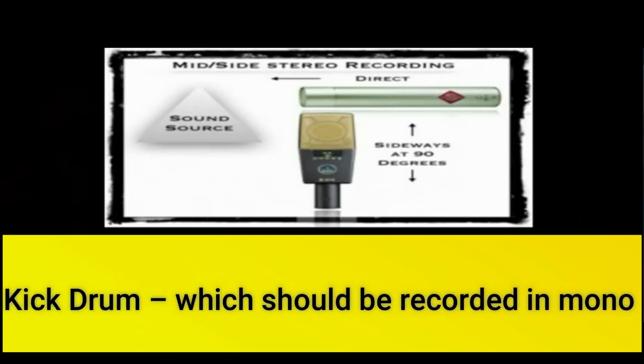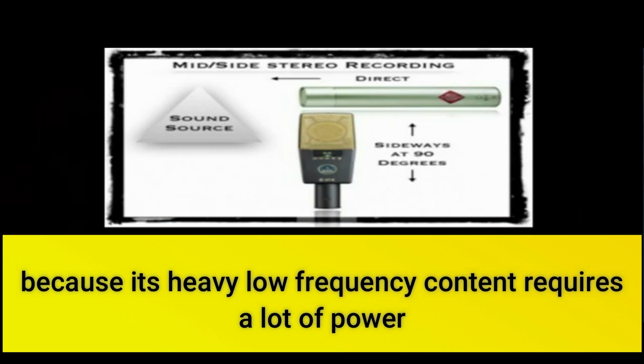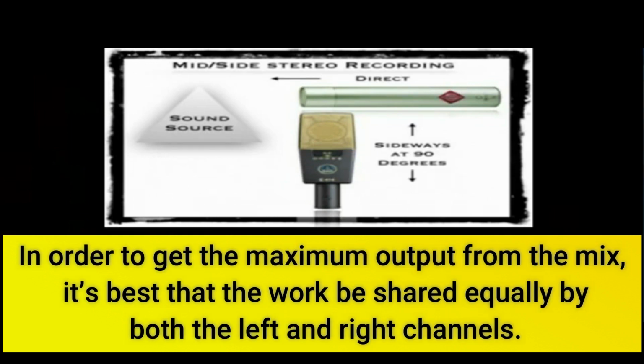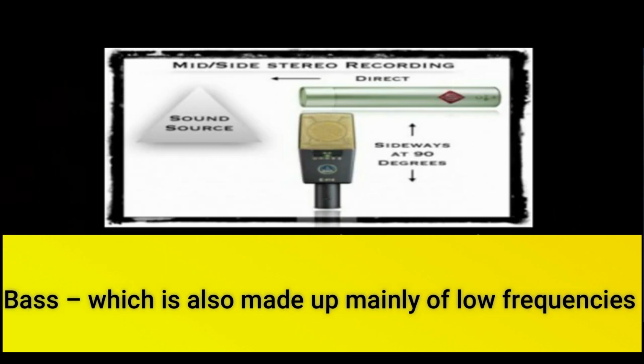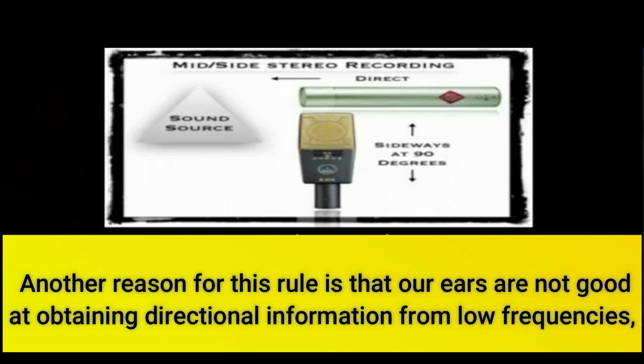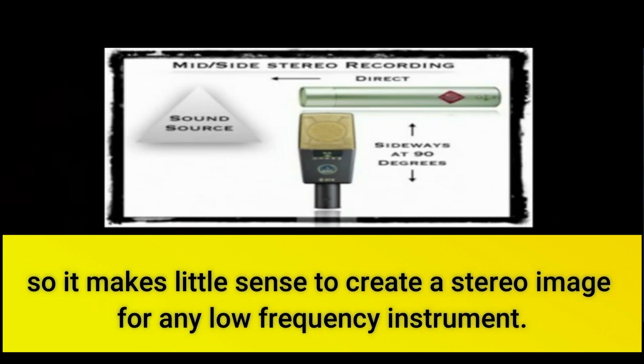Kick drum, which should be recorded in mono because its heavy, low frequency content requires a lot of power to reproduce on speakers. In order to get the maximum output from the mix, it is best that the work be shared equally by both the left and the right channels. Bass, which is also made up mainly of low frequencies, so it generally works better in mono as well. Another reason for this rule is that our ears are not good at obtaining directional information from low frequencies, so it makes little sense to create a stereo image for any low-frequency instrument.